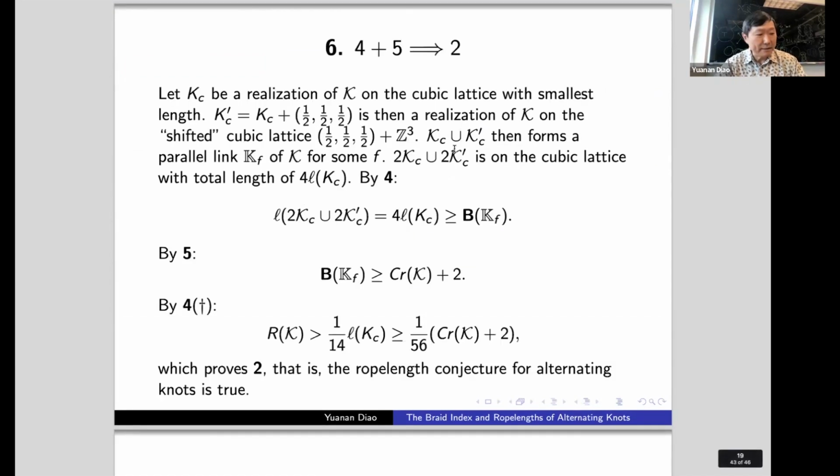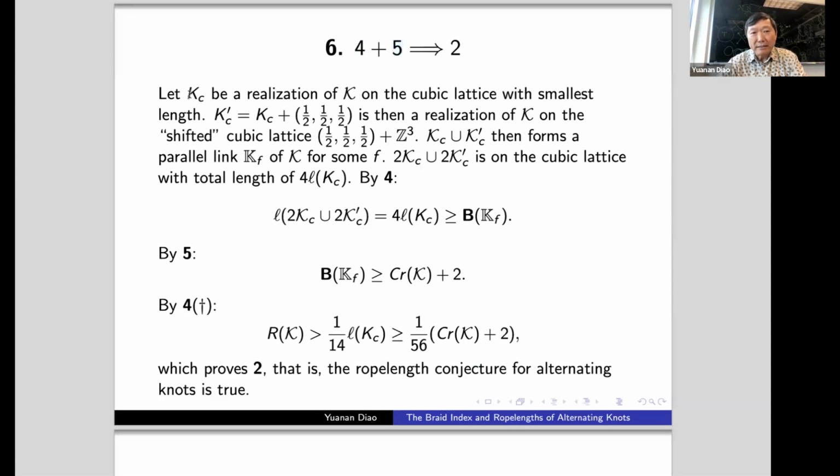Well, that is enough for me to put up the proof that the rope length conjecture for the alternating knot is true. So 4 is the result about the Braid index serving as the lower bound of the rope length. 5 is the result we just talked about about the double. So how do you do this?